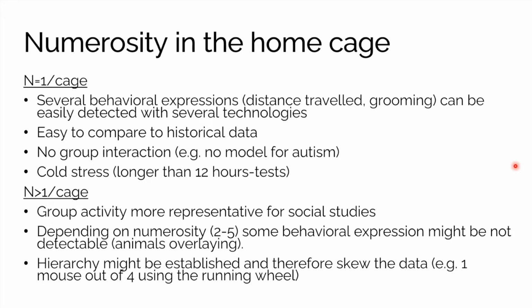When you have groups that are higher than 1 per cage, the group activity is much more representative for such studies. Depending on the numerosity, 2 or 5 animals can actually hinder some behavioral expression because animals might overlay, and you might not see it completely. And you might also take into account the hierarchy that might be established before, especially if you use animals that don't know each other. It might skew the data. For instance, if you have a running wheel, it happened in the past that the dominant will be using the running wheel and the other 4 will not be using it.